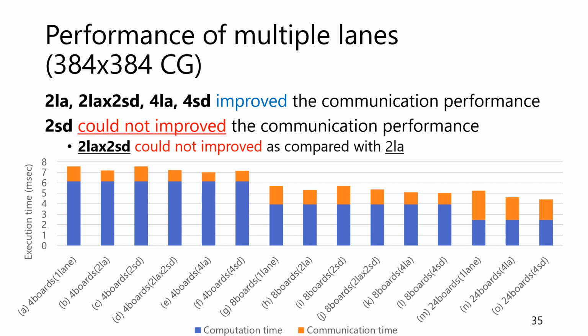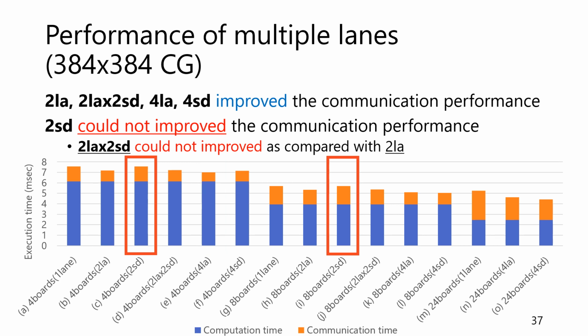At first, we are going to look at the performance of multiple lanes. This graph shows the execution time of the CG method. 2LA, 2LAX, 2SD, 4LA, and 4SD improved the communication performance. For example, by applying the link aggregation to the CG method on 4 boards, the communication performance improved to 1.65 times.